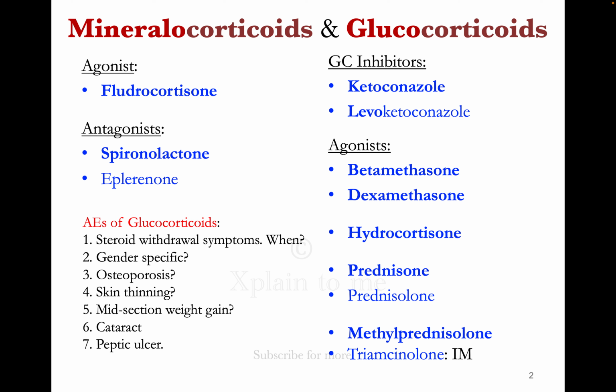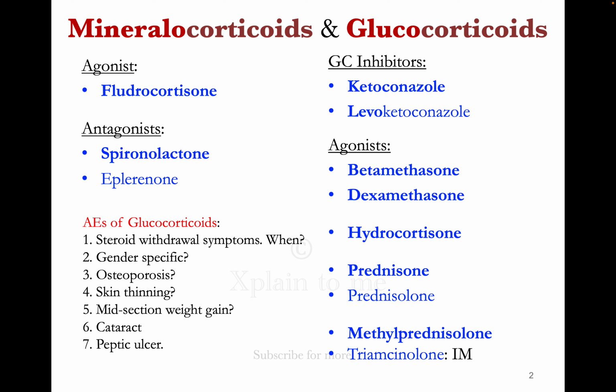Okay, the next is cataract. Glucocorticoid has a tendency to accumulate and bind, especially it covalently binds on the lens protein. That is the reason after some time it can lead to cataract.